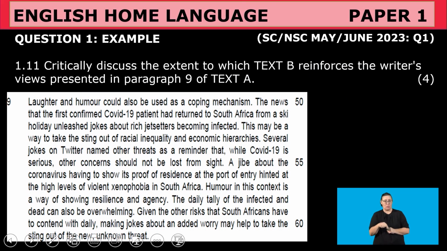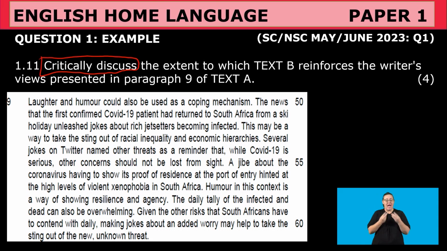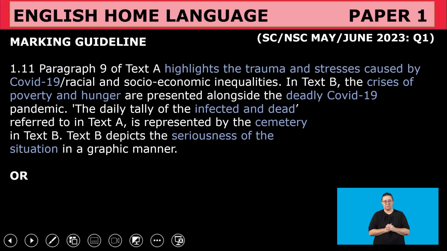Then question 1.11 is the comparative question. Critically discuss, so again we're looking at different viewpoints and we're going to give a critical comment, a critical discussion. Again, here's that word extent, to which text B reinforces the writer's views in paragraph 9 of text A. So make sure you unpack the question, know what you have to do, and remember that this little word extent gives you the option to have a mixed response, so you can argue for and against. Make sure you refer to text B and to paragraph 9.